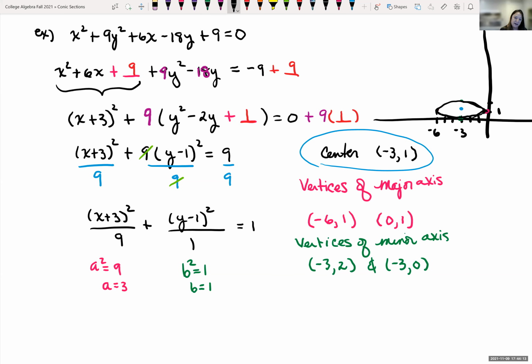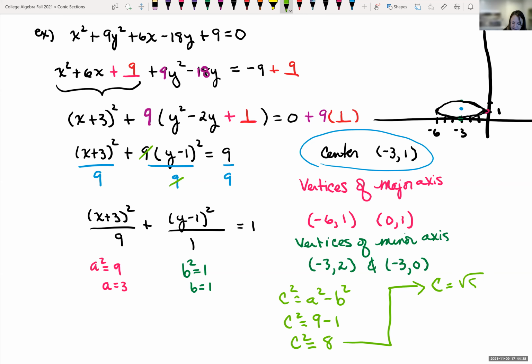And if I wanted us to find the foci, we can do that. We need to figure out what C is. And we know that C squared equals A squared minus B squared. So C squared equals A, which is 9, minus B, which is 1. So C squared equals 8. C is equal to the square root of 8, or 2 root 2.